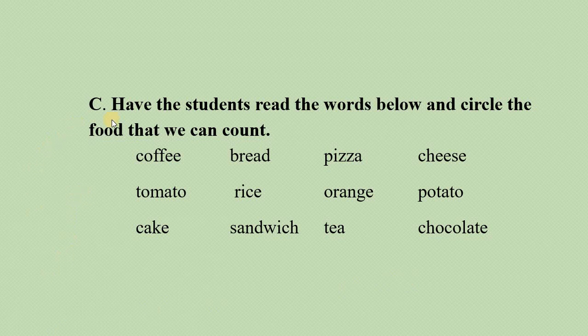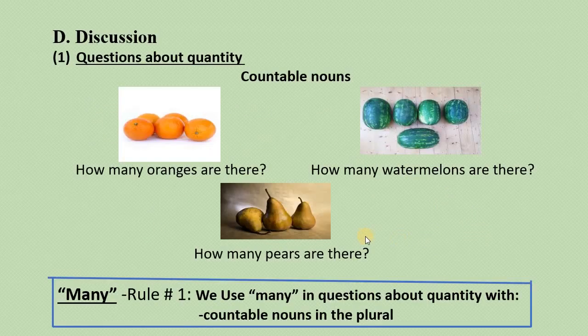After the comprehension questions, have the students read the words below and circle the food that we can count. Coffee, tomato, cake, bread, rice, sandwich, pizza, orange, tea, cheese, potato, chocolate. And then, guys, let us look at some situations about quantity. Questions about quantity.